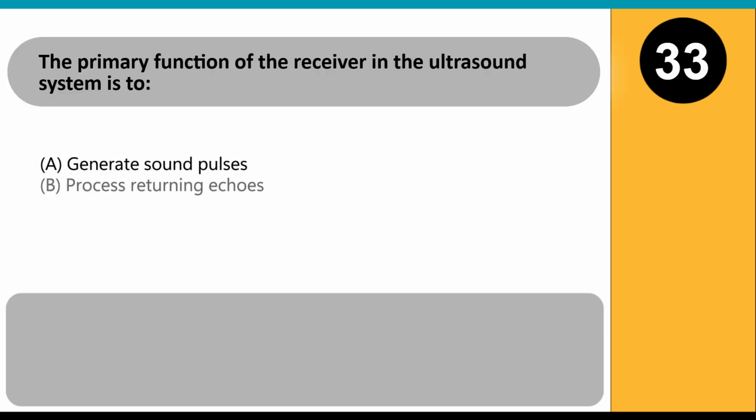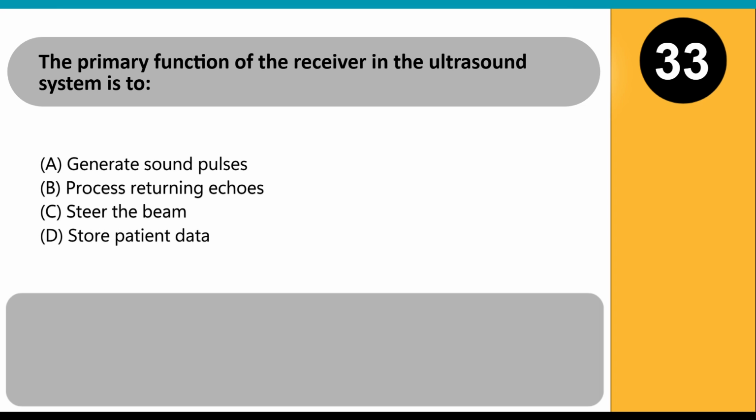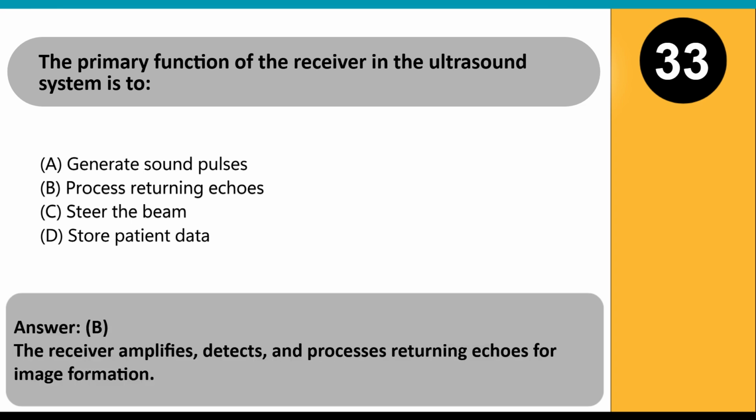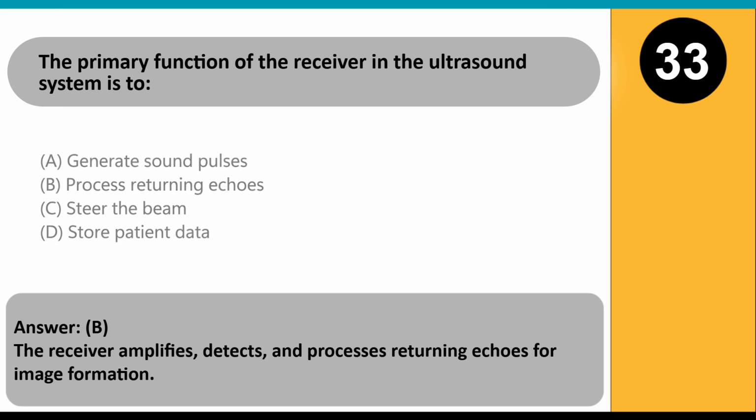The primary function of the receiver in the ultrasound system is to A. Generate sound pulses. B. Process returning echoes. C. Steer the beam. D. Store patient data. Answer B. The receiver amplifies, detects, and processes returning echoes for image formation.